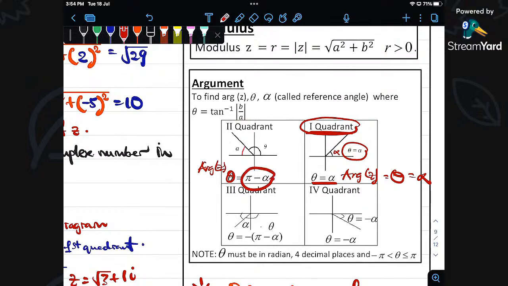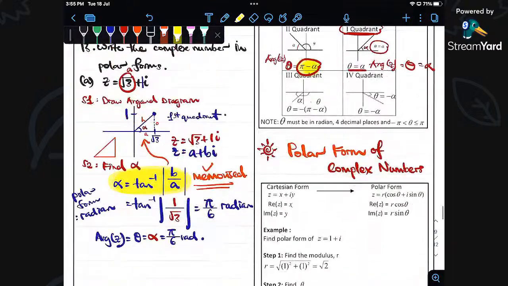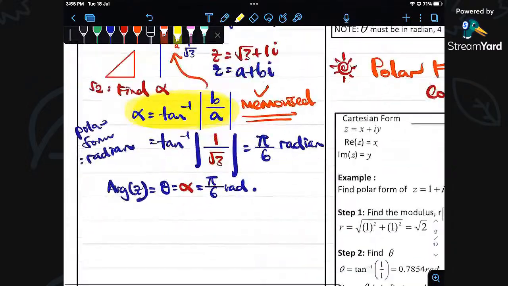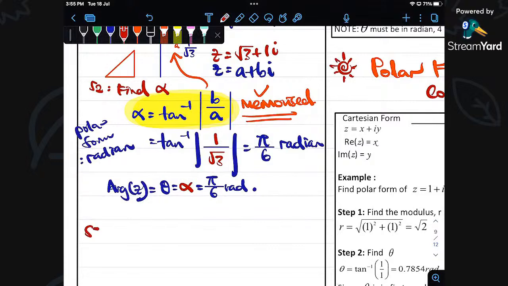Alamak, madam, what is this pi minus alpha? Kenapa pi kena tolak dengan alpha? Why? So you want to know why? Later I tell you. Kejap lagi. So now kita habiskan step kita yang terakhir, iaitu penulisan polar form.